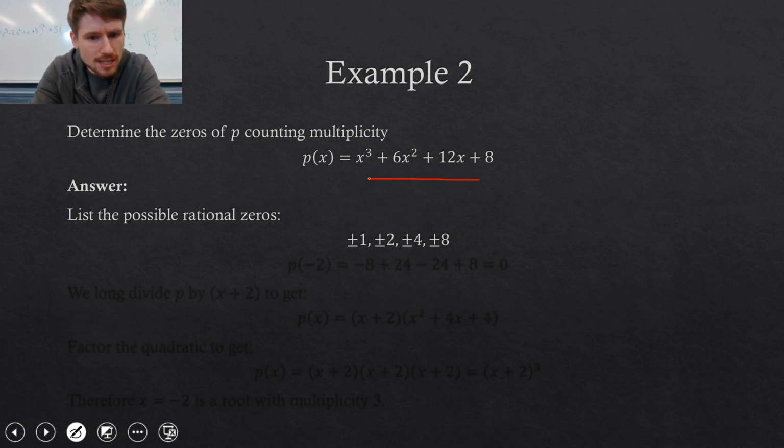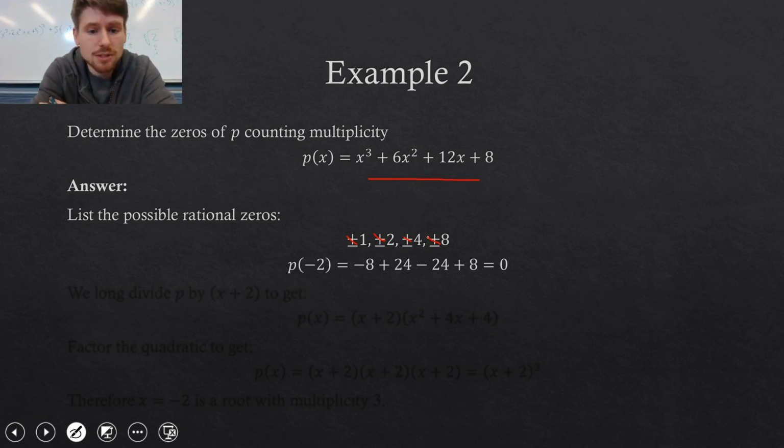Now, I just want to be very clear, since we're adding a bunch of these things together, none of the positive potential zeros are going to work because when you're adding a bunch of positive numbers together, you're not going to get 0. It's just not going to happen. So it has to be a negative. So you can test the negative ones and save yourself a little bit of time. Turns out negative 2 is going to give you 0 because that's negative 8 plus 24 minus 24 plus 8, and that's 0. So that means we've got to long divide.